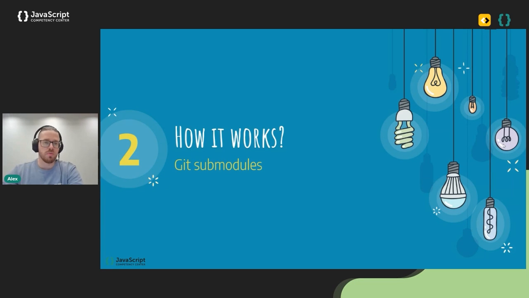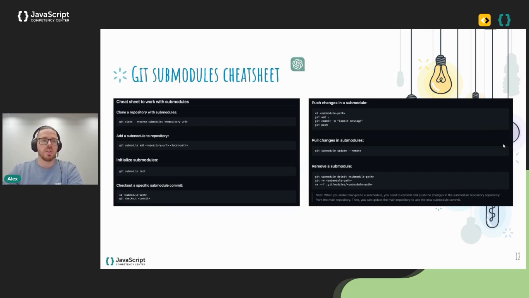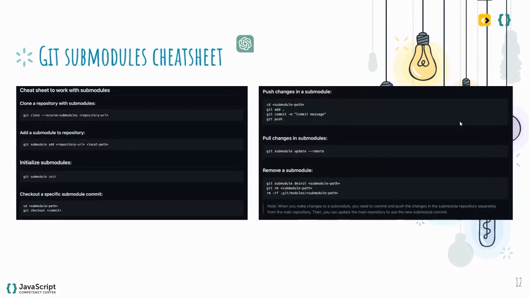Okay, then a couple of words on how Git submodules actually work. So let's start with this cheat sheet. I asked ChatGPT to generate a cheat sheet with all the basic commands, and I think it's done a great job. For simple usage of submodules, you've got only a couple of commands. You can add submodules, you can initialize submodules, and you can update submodules and remove them.